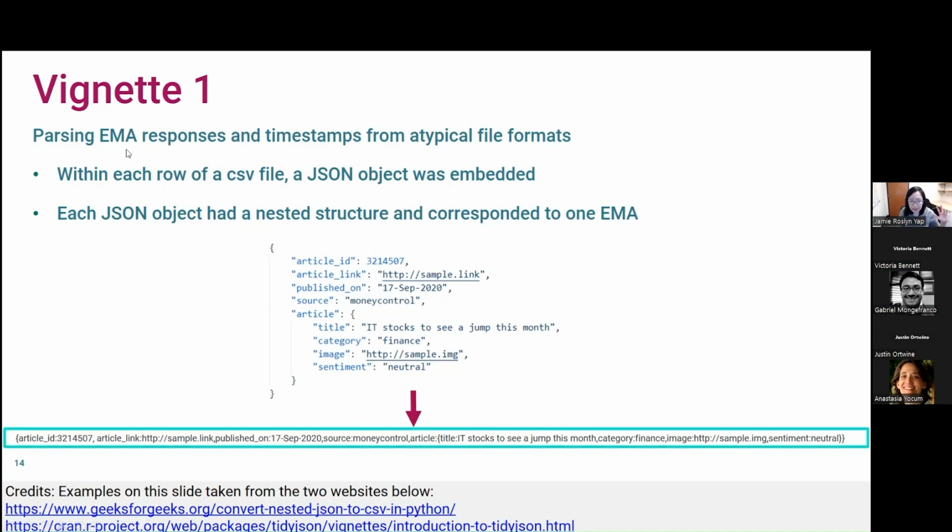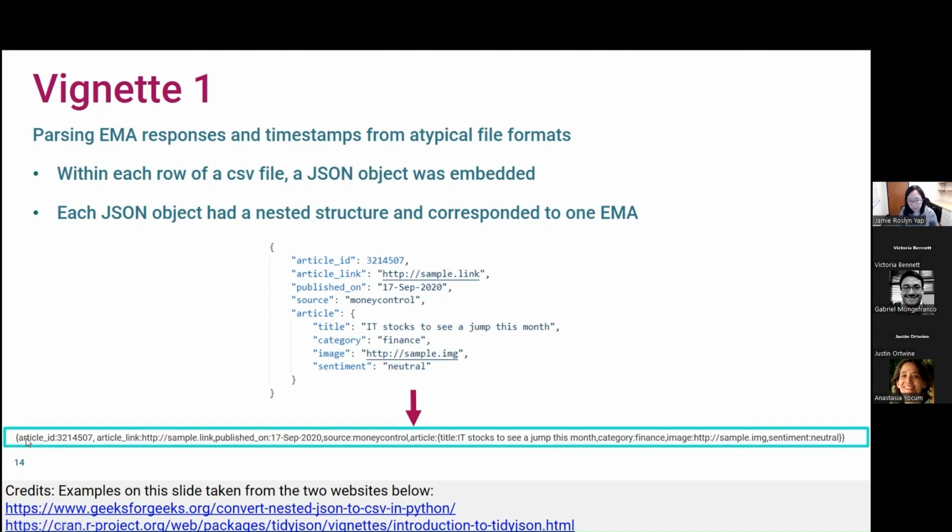But in this particular data set, imagine this particular JSON file looking like something like this, as you can see in the box in green. So it's been flattened, so to speak, and one row in a particular CSV file would have something that looks similar to this. Okay.